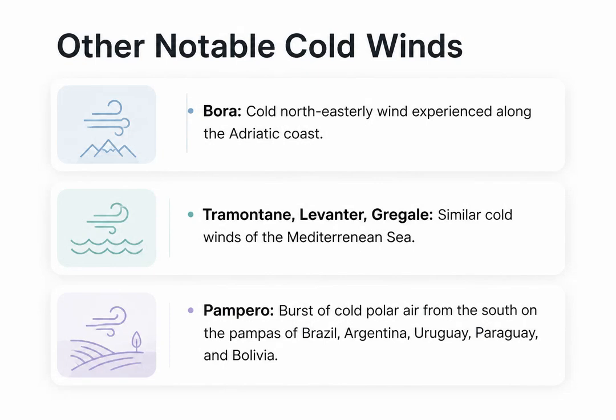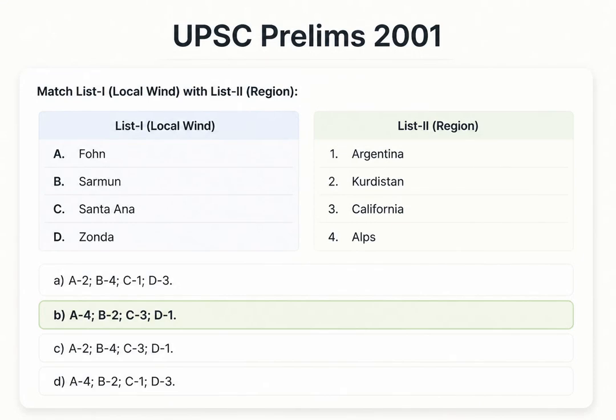There are several other notable cold winds. The Bora is a cold northeasterly wind along the Adriatic coast, very similar to the Mistral. The Tramontane, Levantar, and Gregale also affect the Mediterranean. Down in South America, the Pampero is a sudden burst of freezing polar air that sweeps across the pampas of Brazil, Argentina, and Uruguay. Let's test our knowledge of local winds with this 2001 exam question.